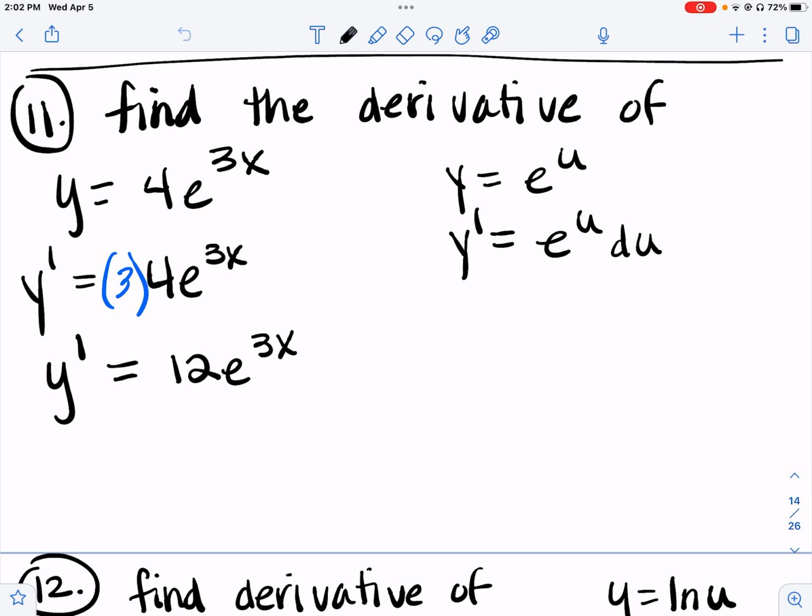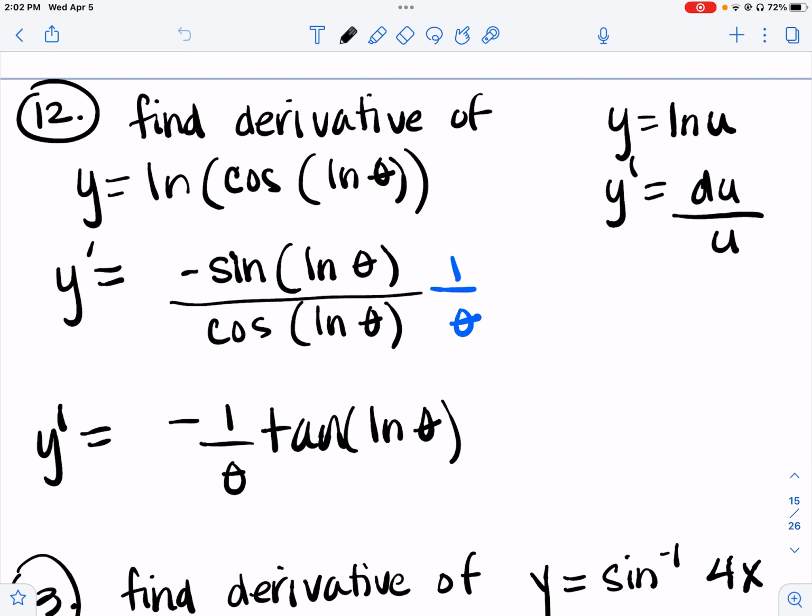Find the derivative of y equals 4e to the 3x. So we write 4e to the 3x. We take the derivative of the power. Okay, if y is e to the u, y prime is e to the u du. 3 times 4 is 12.